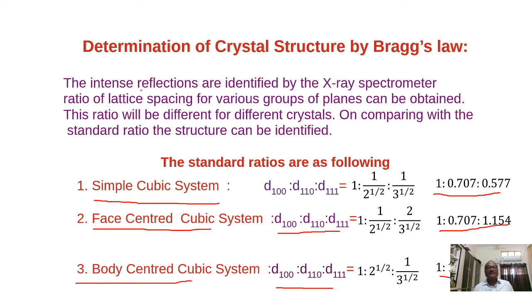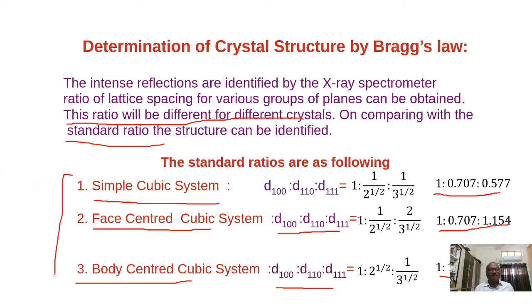You see, the intense reflections are identified by the X-ray spectrometer. Ratio of lattice spacings for various groups of planes can be obtained. This ratio will be different for different crystals. This is important. This ratio will be different for different crystals. And comparing with the standard ratio, the structure can be determined. So we say these are the standard ratios.